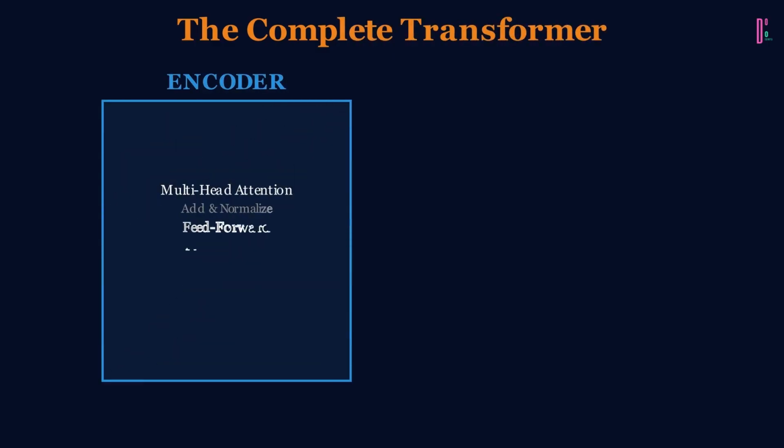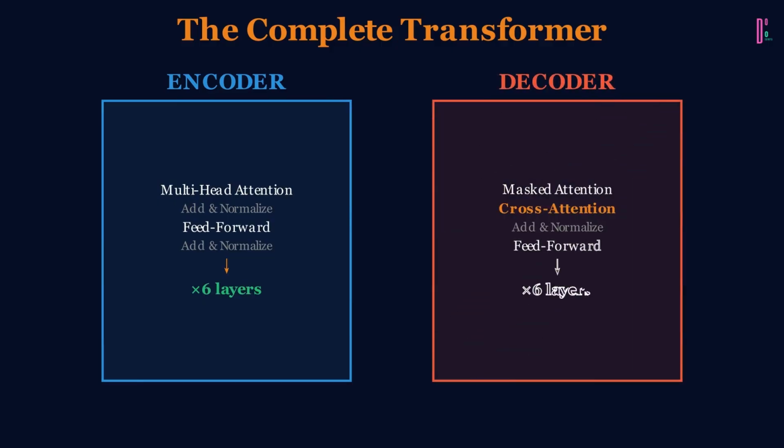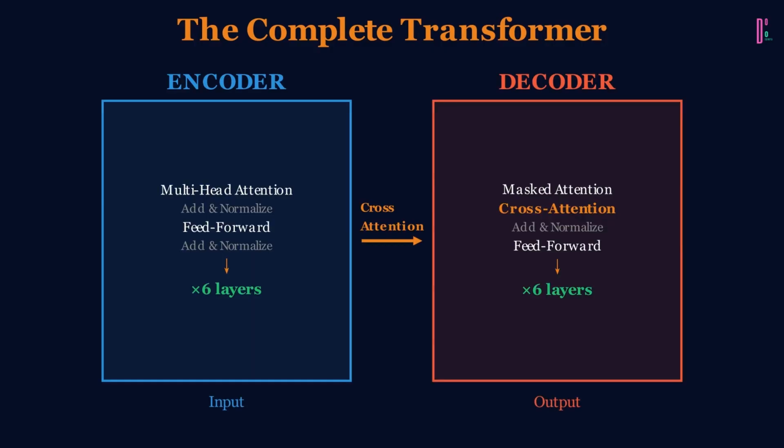The encoder processes input: multi-head attention, add and normalize, feed-forward network, repeat 6 times. Deep contextual understanding. The decoder generates output. Same structure, but with masked attention, it can't peek at future words during generation. Cross-attention connects encoder and decoder. Translation, summarization, question answering. Stack them 12, 24, or 96 layers deep. Add billions of parameters. Train on massive text.